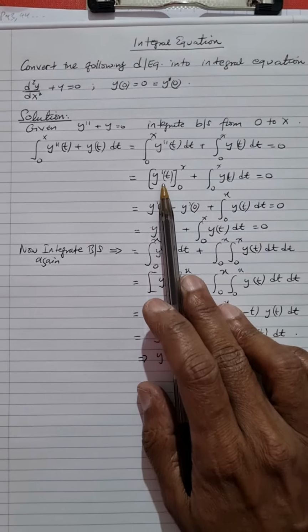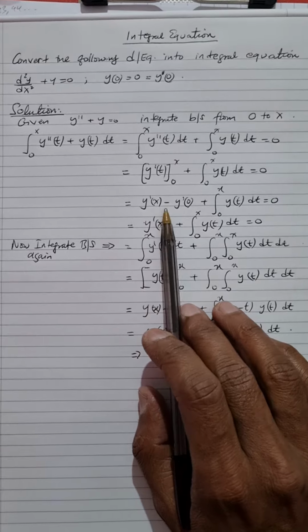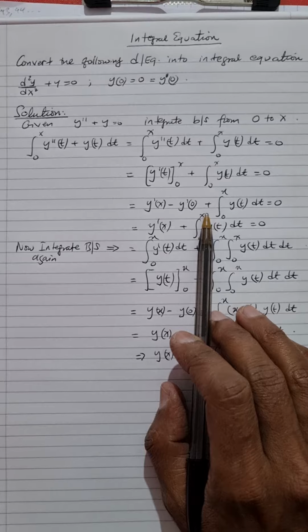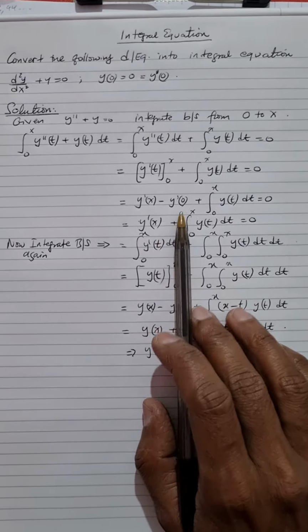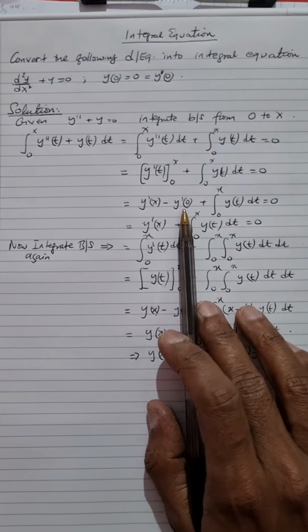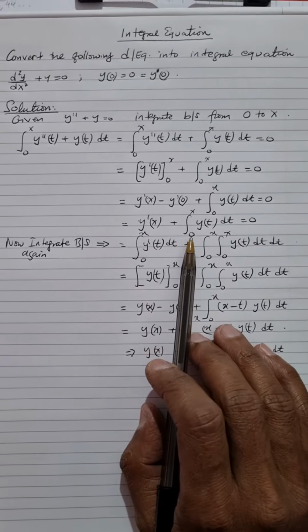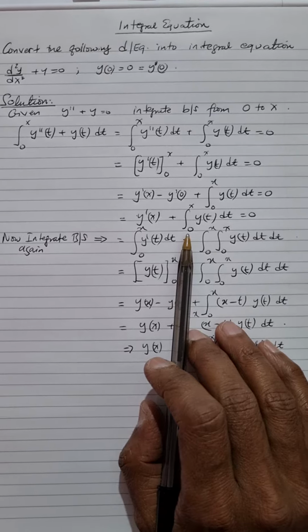So over here, if you substitute the values of the limits, you're going to get y dash of x, y prime x minus y prime 0, plus the integral of all of that. Now y prime of 0 has been given as 0 in the question, so you substitute this for 0 and you're going to be left with y prime x plus the integral of y dt from 0 to x when it comes to the limits.